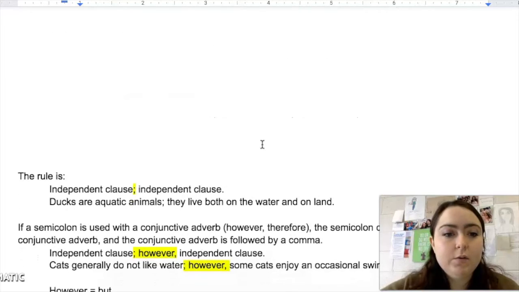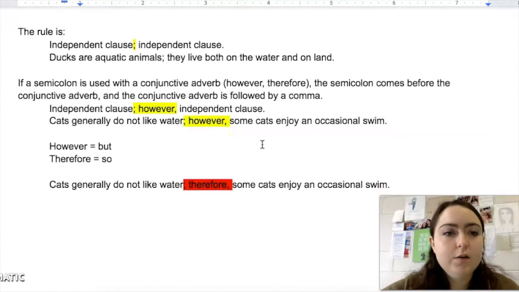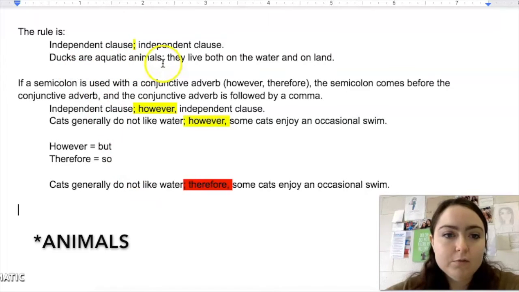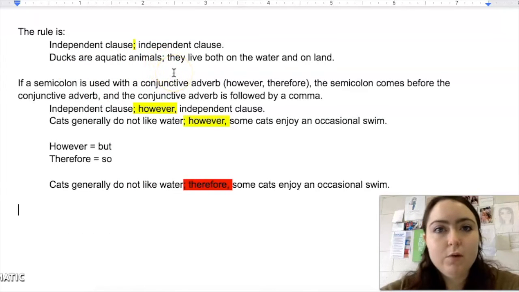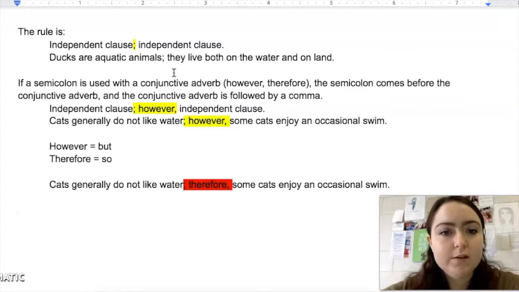So the rule for using semicolons to join independent clauses is that you just put the semicolon in between. Boom, you're done. Ducks are aquatic mammals; they live on both the water and on land. Nothing wrong with that, perfectly grammatically correct.